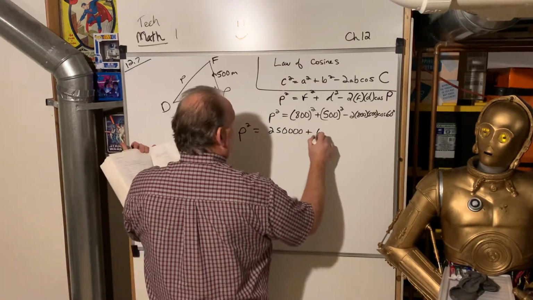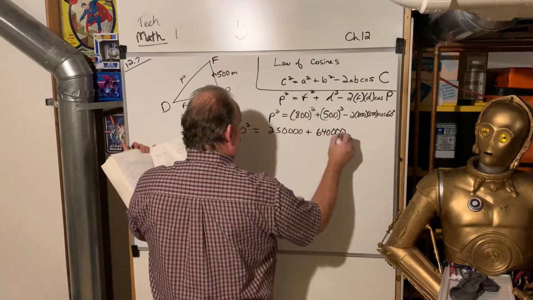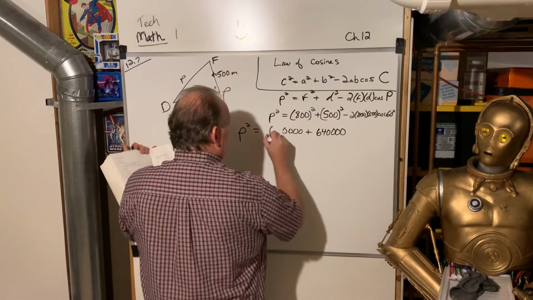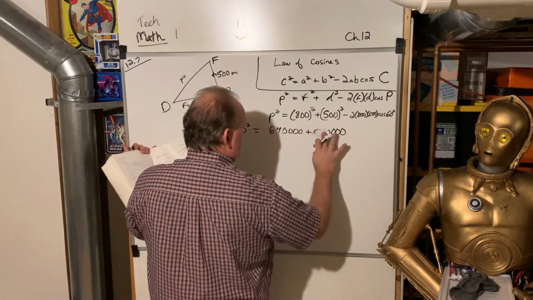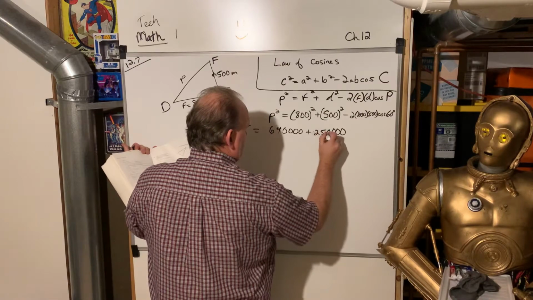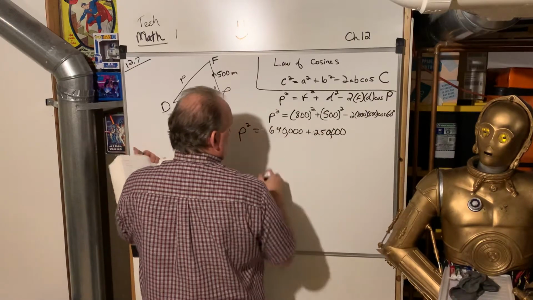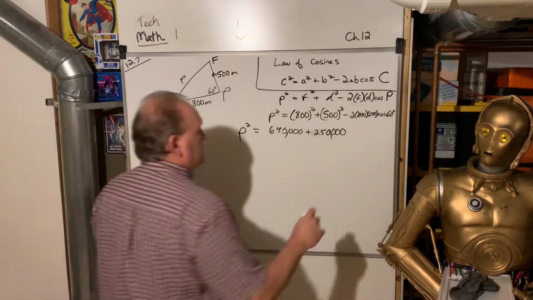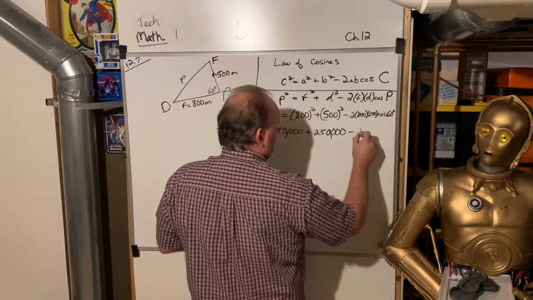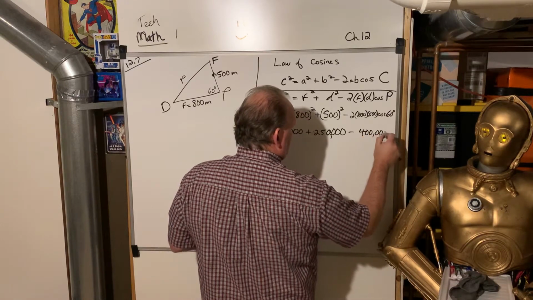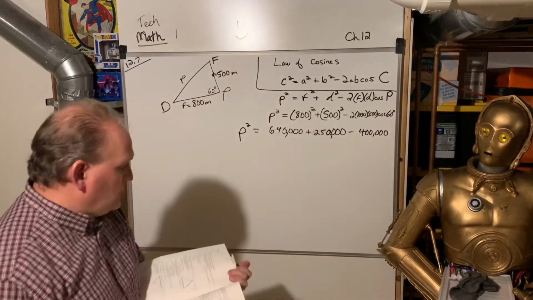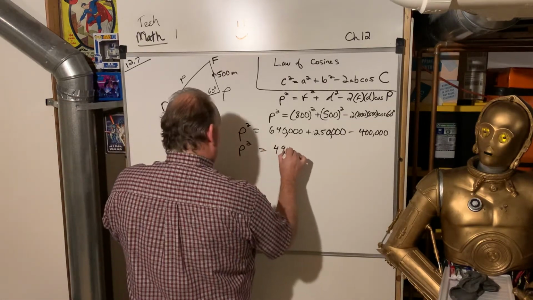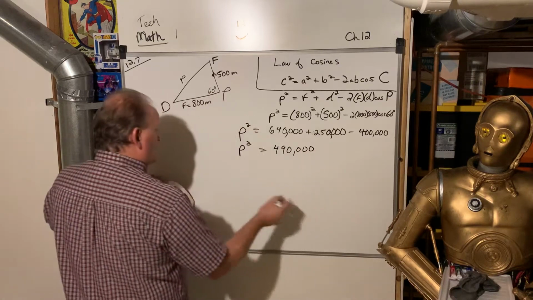640,000 plus 250,000. Oh, I got those switched around, sorry. So 640,000, 250,000, that's 800 squared and 500 squared. And then minus, when you multiply all that out, you get 400,000. And so P squared is equal to 490,000. And then you take the square root of that.